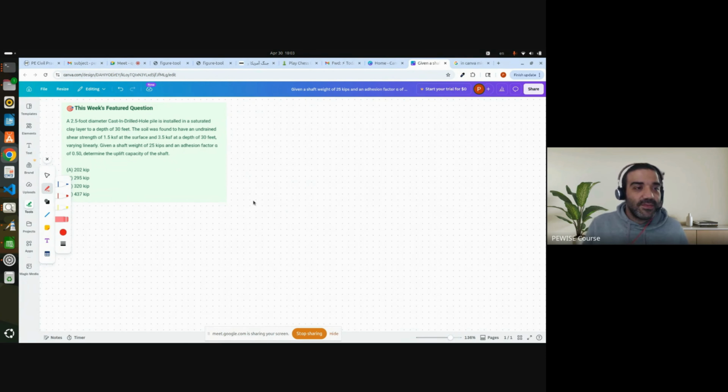Good afternoon. Today we are going to solve an uplift question. So essentially, when you want to calculate the uplift capacity, your pipe is in the ground.